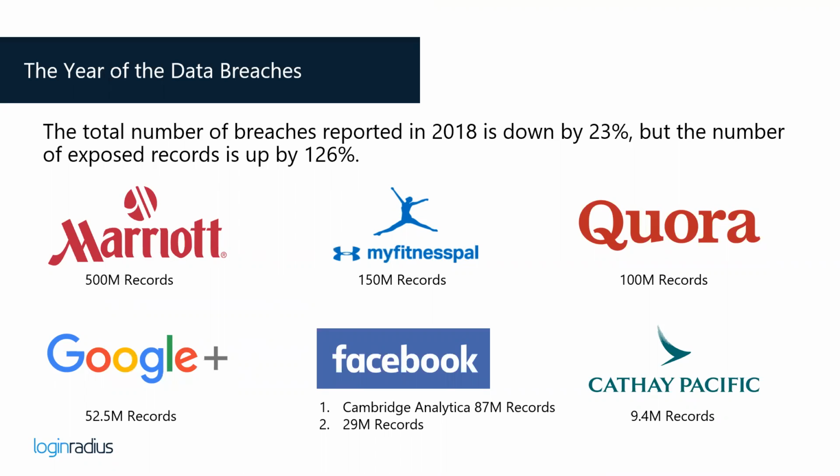So in comparison to 2017, there's some good and bad news. The total number of breaches reported in 2018 is down by 23% in comparison to 2017. However, the number of exposed records is up by 126%. And from the different reports that came out, it's really clear that data breaches aren't distinguished by industry. It's really across all industries, across all regions. Essentially, if you have data, it can be breached.